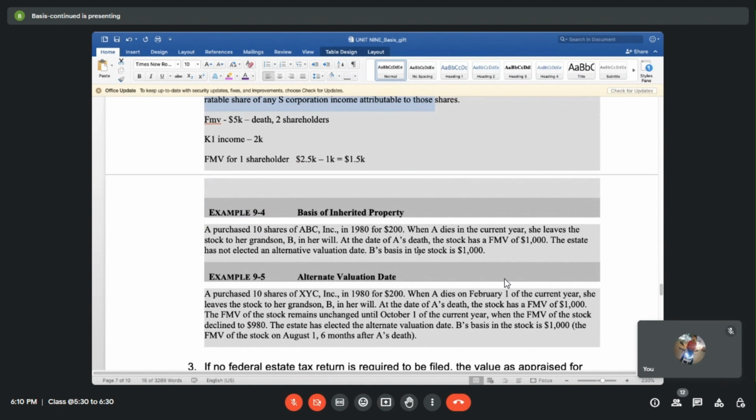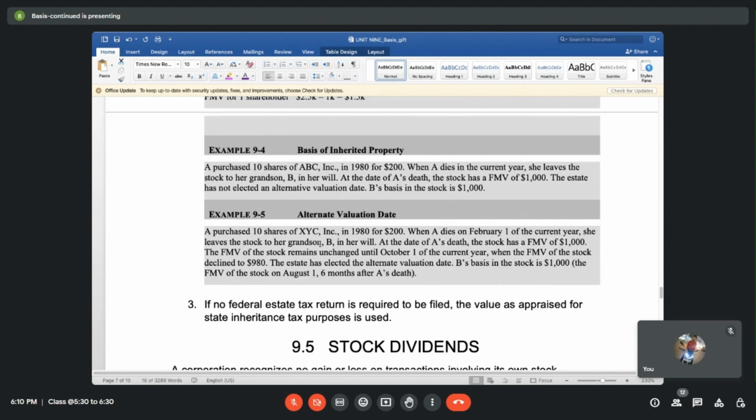So if you have not used an alternate valuation date, the FMV is always the date of death. So on the date of death, the FMV is $1000. So the basis for the stock will be $1000. Perfect. Perfect.